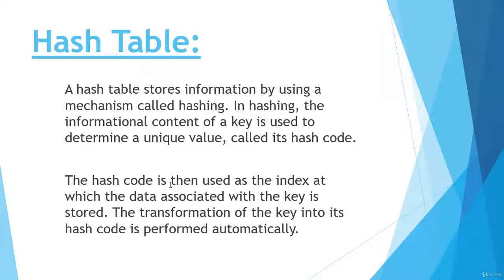Basically, we use the index in our arrays. This is just like the index. You can take the hash code as an index. It is used as the index at which the data associated with the key is stored, and with the help of this hash code, we can access our value. So a hash table stores information by using hashing, and in hashing we store the content by using a key, which is called the hash code. So this is the hash table.